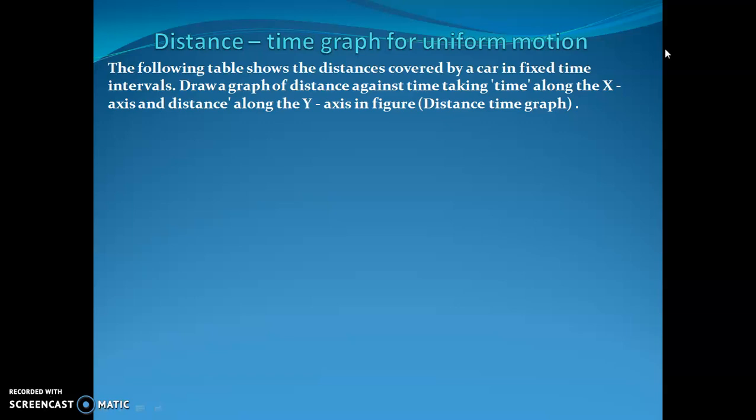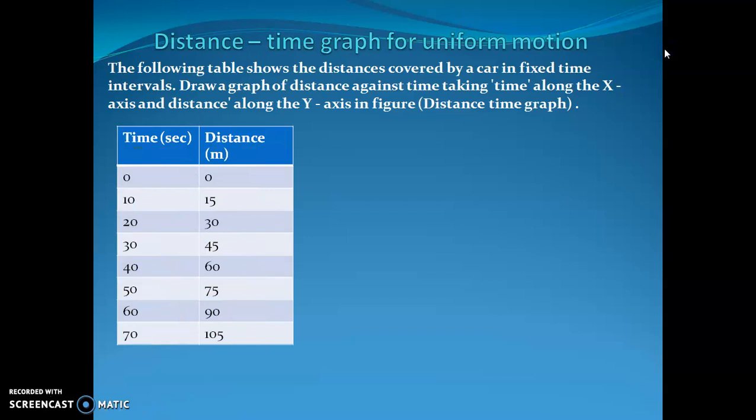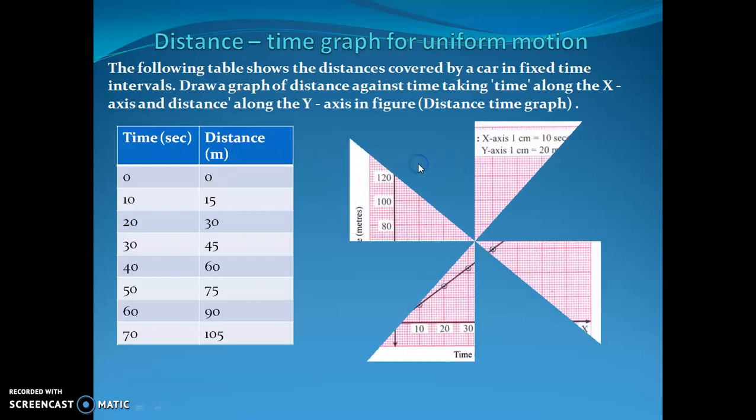The following table shows the distance covered by a car in fixed time intervals. Draw a graph of distance against time, taking time along the x-axis and distance along the y-axis in the figure. This is the distance-time graph. As you can see from the table, time is given in seconds and distance is given in minutes, and we have to draw a graph for this.